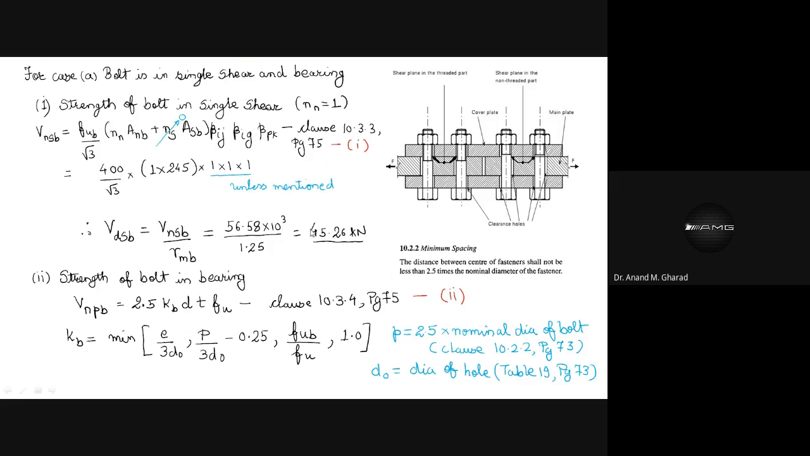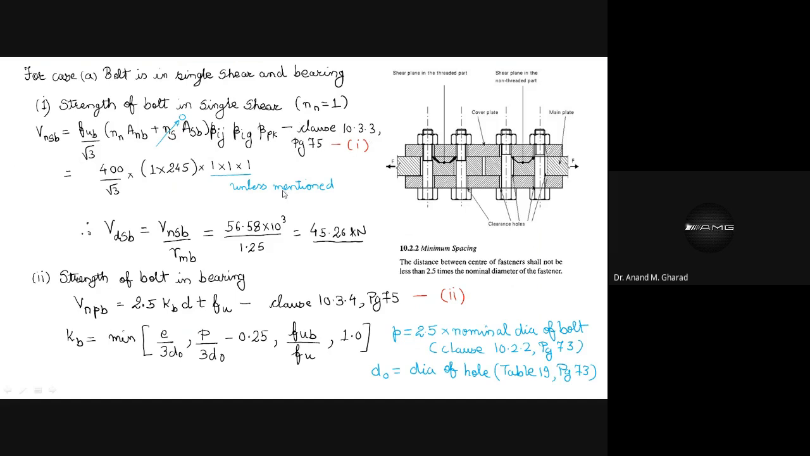So these are the different terms, and you are supposed to write down the clause number in this manner, page number as well. So you should make a practice that whenever you are referring to any formulation, you are supposed to mention the clause number and the page number.